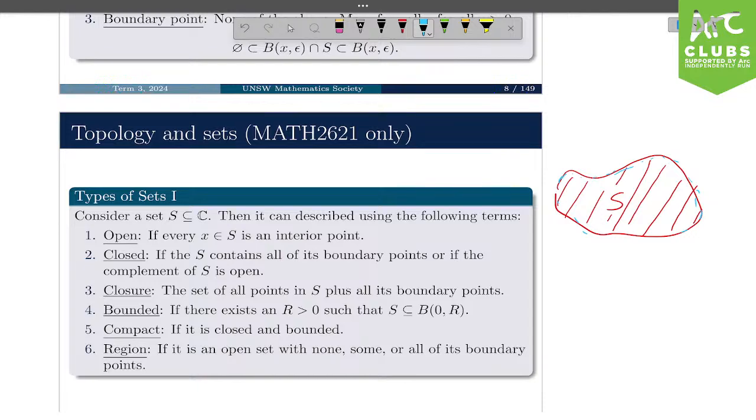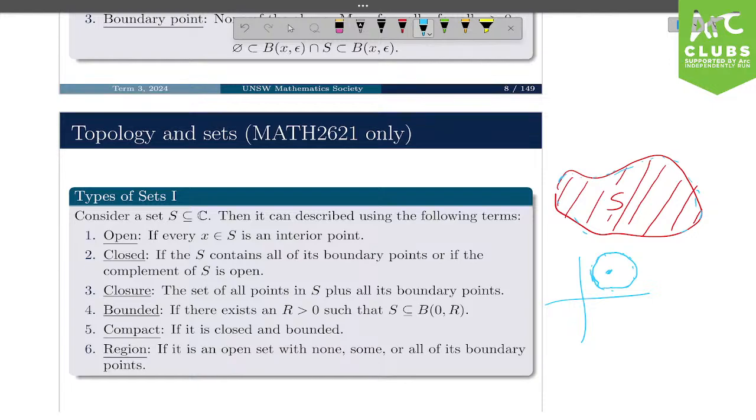So if we have just some open circle here, with dotted boundary around here, the closure of this set would just be the circle with the perimeter as well.